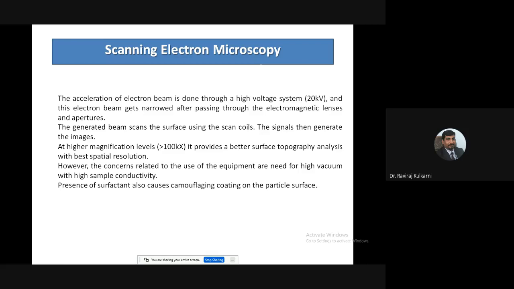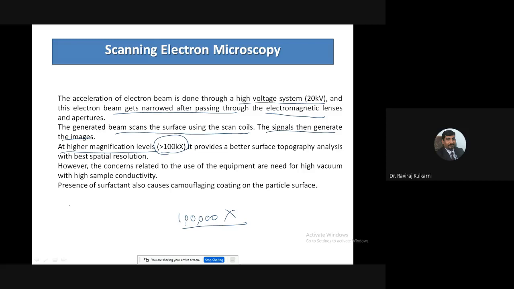Acceleration of the electron beam is done through a high voltage system. The electron beam gets narrowed by passing through electromagnetic lenses and apertures. The generated beam scans the surface using scan coils. The signals then generate images. At higher magnification levels, we can get magnification of one lakh times.